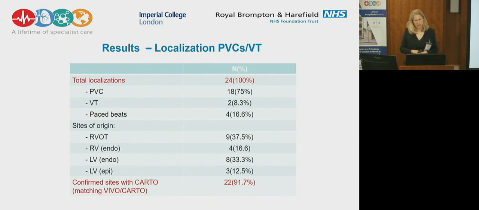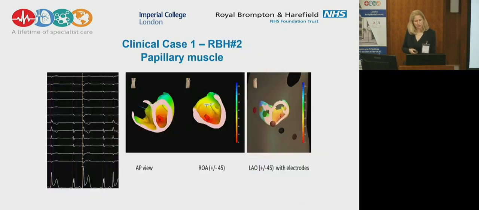We were quite good. We also looked at pace beats. We looked at various locations, and we cross-correlated that to the invasive study that we did, because we obviously wanted to treat the patients in the end, so not only a diagnostic. We had a very nice match of 92%. So I'm going to show you some examples.